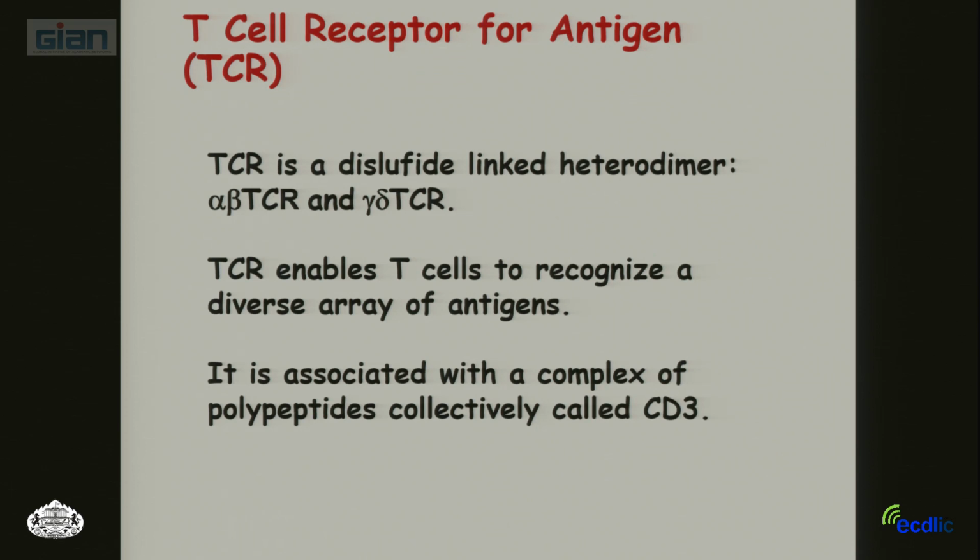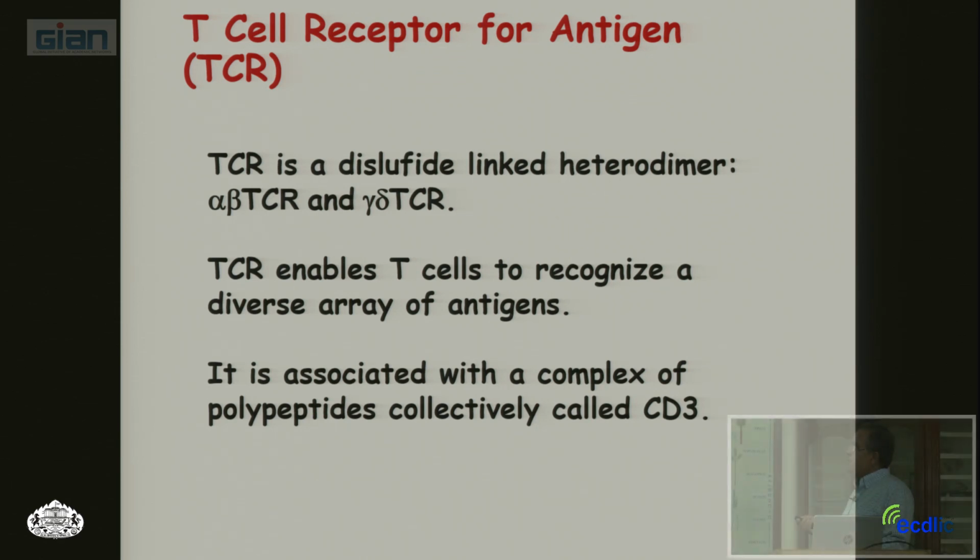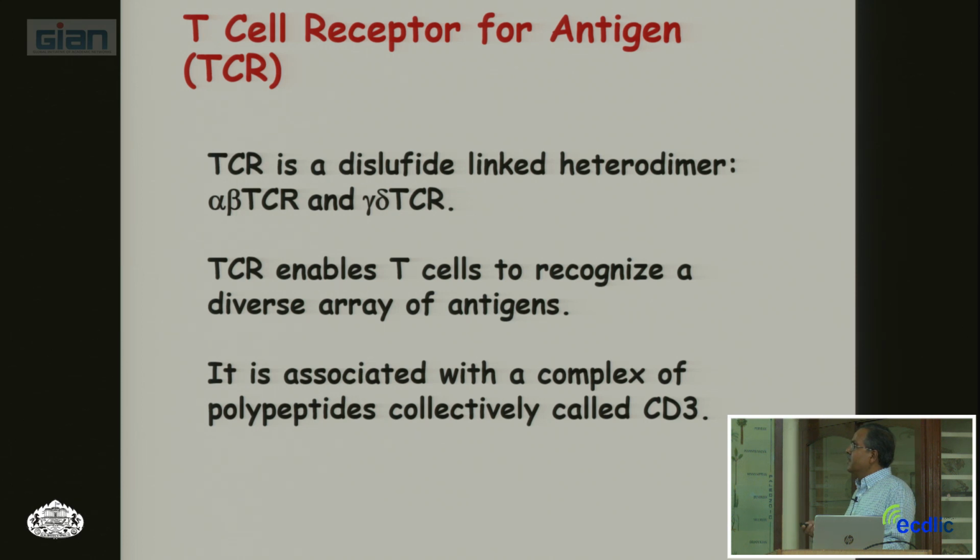So T cell receptor is a disulfide linked heterodimer protein, alpha beta or gamma delta T cell receptor. T cell receptor enables T cell to recognize a diverse array of antigens, and it is associated with a complex of polypeptides. They are collectively called CD3, and this is what you use to stain T cells. All T cells in our body express CD3. Okay.